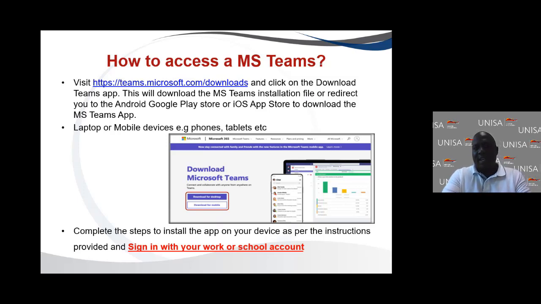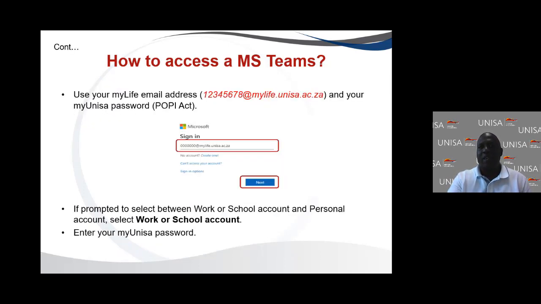After downloading it, this infographic will appear on your screen. Yours is to complete the steps to install the app on your device as per the installation provided, and sign in with your work or school account, which is your myLife email account, which starts with your student number at mylife.unisa.ac.za, and your myUNISA password. This is how it looks. If prompted to select between work or school account and personal, please select work or school account and enter your UNISA password.